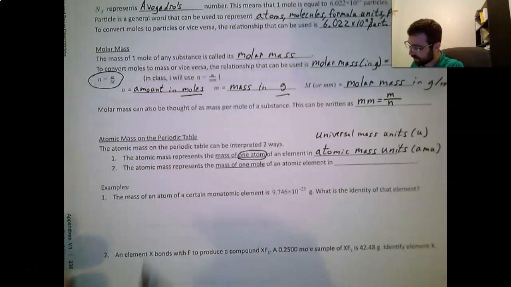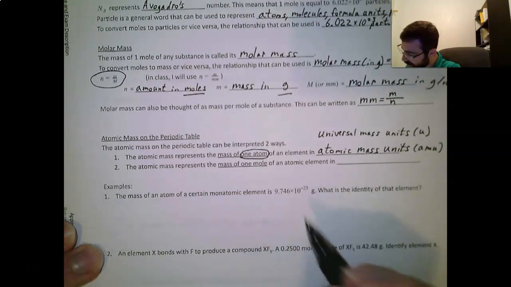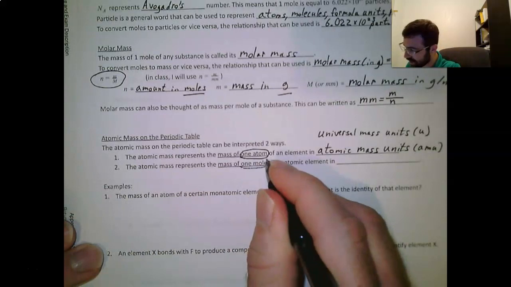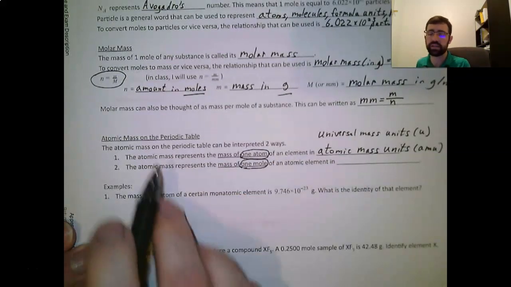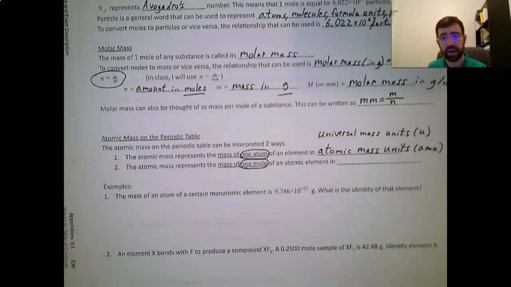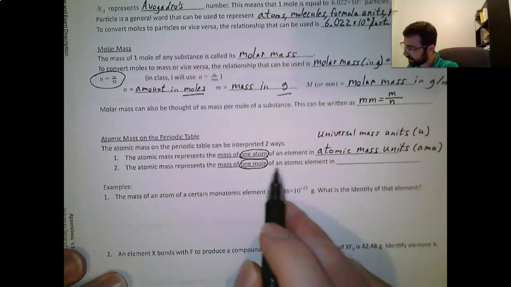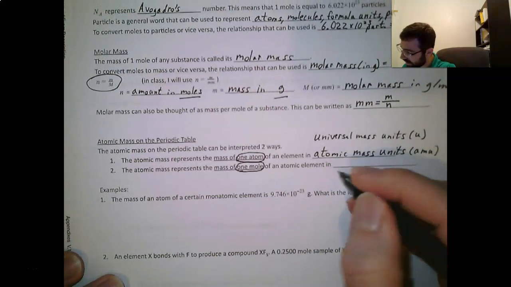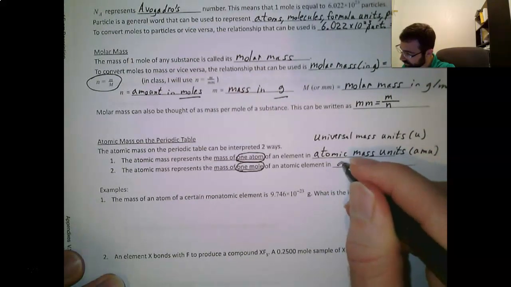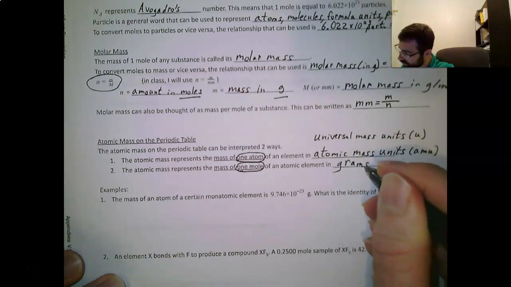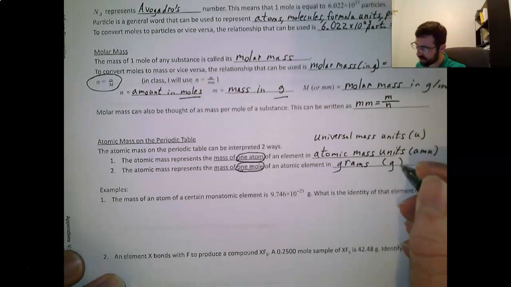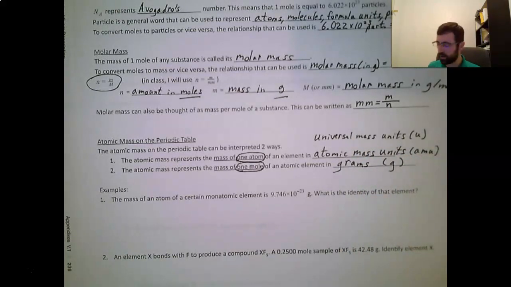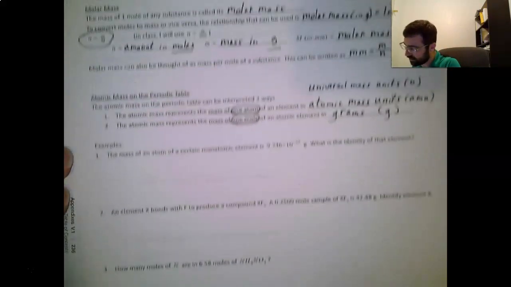The atomic mass represents the mass of 1 mole of substance. Remember, a mole is 6.022 times 10 to the 23rd power. It's a large number of atoms. It represents the mass of 1 mole of atomic element in terms of grams, which we use the G to represent. All right. Mostly review so far, I think.